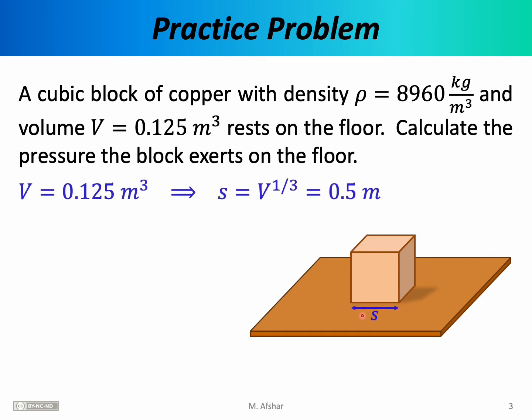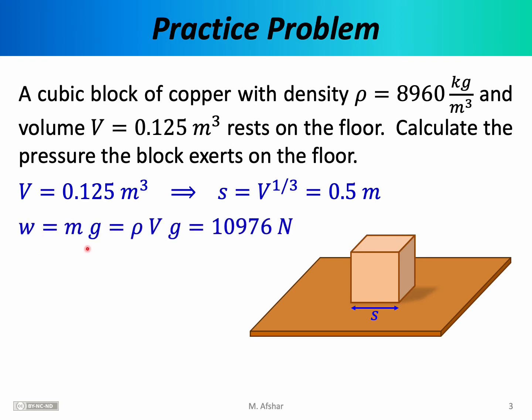We have a cubic block and we know its volume, so we should be able to figure out the length of one side of the cube. One side of the cube should be equal to the cube root of its volume, which ends up being 0.5 meters. We can also calculate the weight of the block.